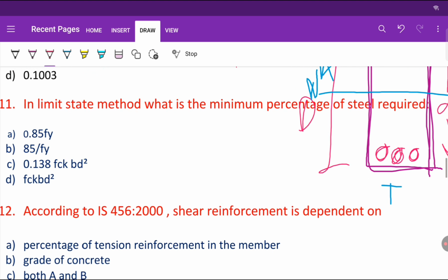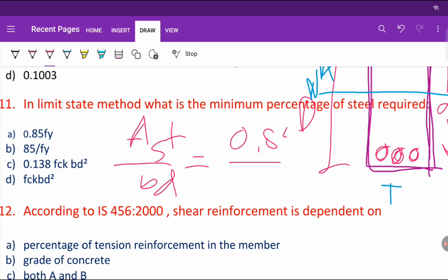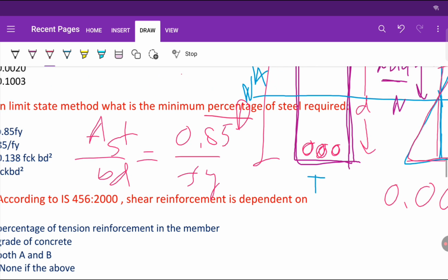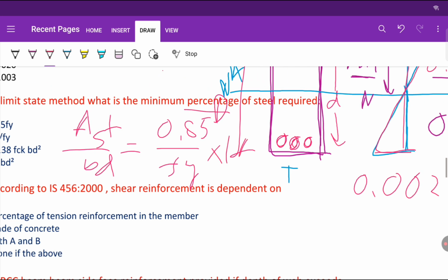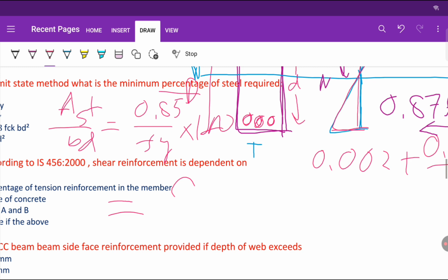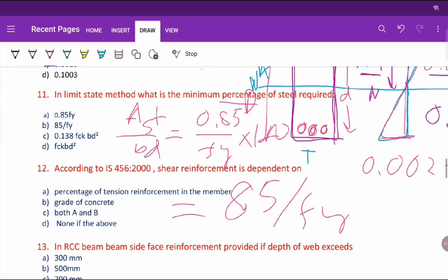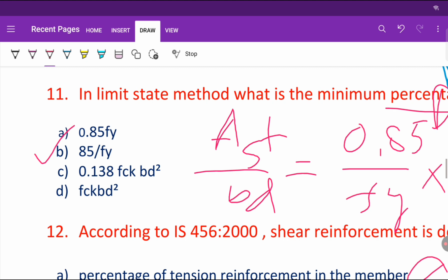There is a formula for minimum percentage of steel, that is Ast upon bd equal 0.85 upon fy, right? So here percentage is so multiply by 100 d, so it will be 85 upon fy, right? The answer is 85 upon fy.